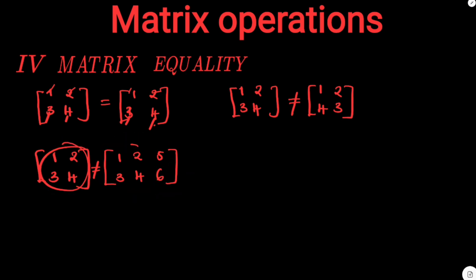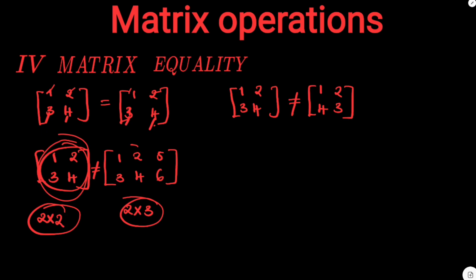And remember, for matrices to be equal, they need to have the same order. What is the order of this first matrix? It's a 2 by 2 matrix. What is the order of the second matrix? It's a 2 by 3 matrix. The orders are not even the same. So the two matrices cannot be equal.